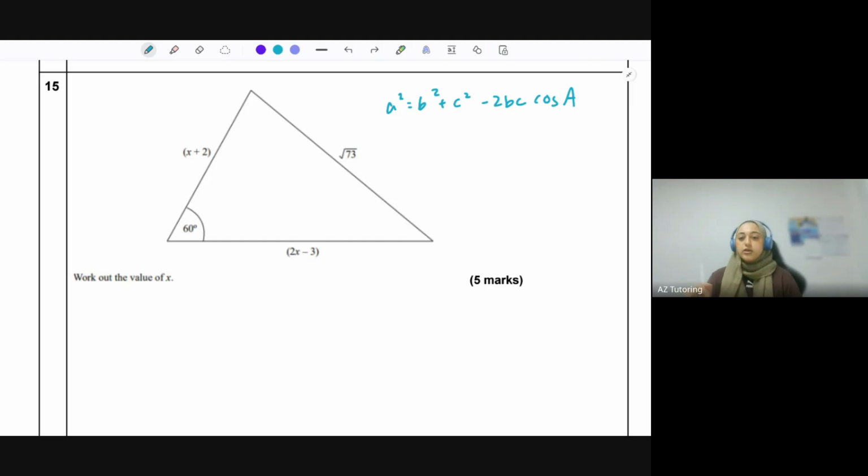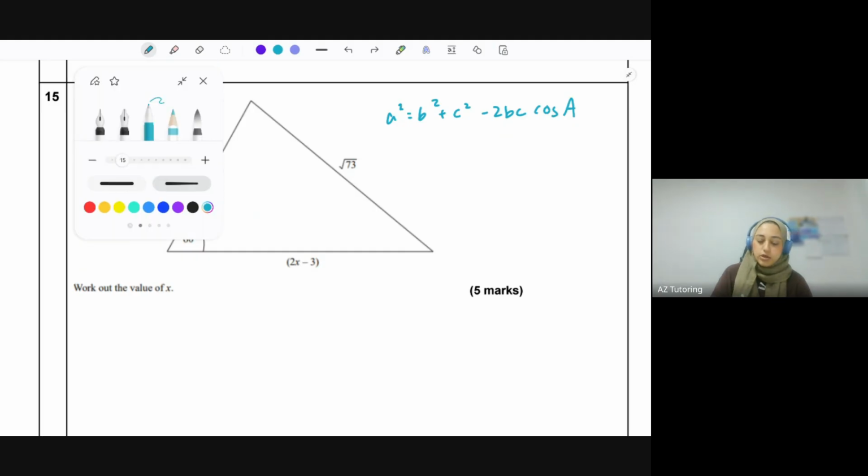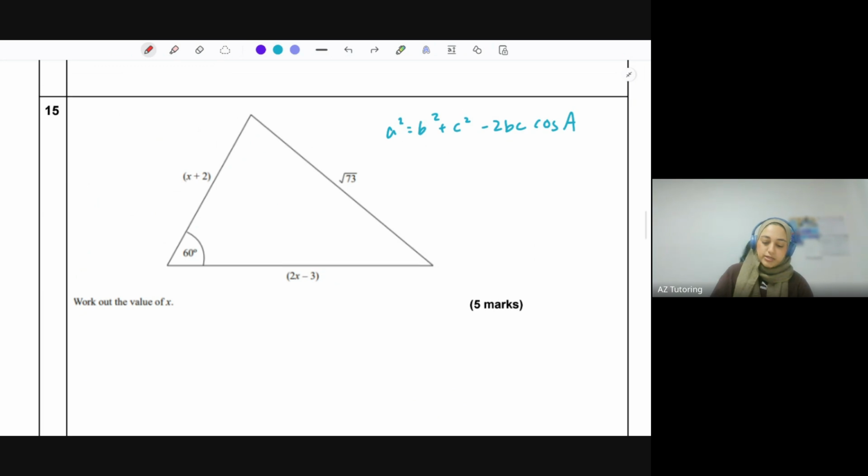So quite a tricky question, a 5 marker. Let's plug everything in after labeling. So this is our angle A. We always label our angle A first. So this is length a. This is our b and c. Remember, it doesn't matter which one you call b or c in the cosine rule equation, because b squared plus c squared is the same as c squared plus b squared, a bit like with Pythagoras, how it doesn't matter there as well.